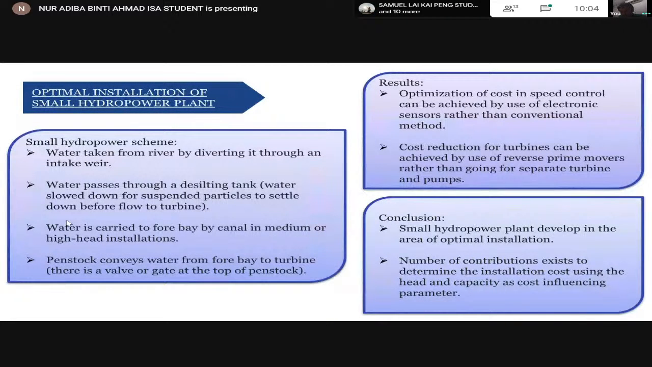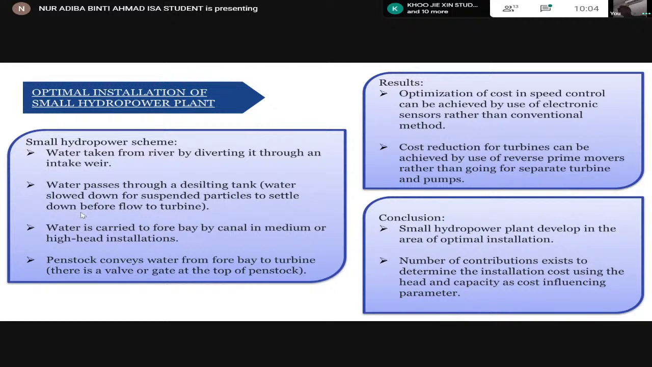The next research study is optimal installation of small hydropower plant. It states that in small hydropower schemes, water is taken from the river by diverting it through an intake weir. Water passes through a desilting tank. Water slows down for suspended particles to settle down before flowing to the turbine. Water is carried to the forebay by channel in medium or high head installation, and then the penstock conveys water from the forebay to the turbine. There is a valve or gate at the top of the penstock.